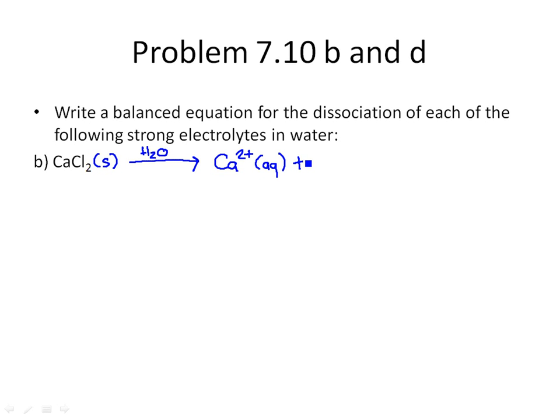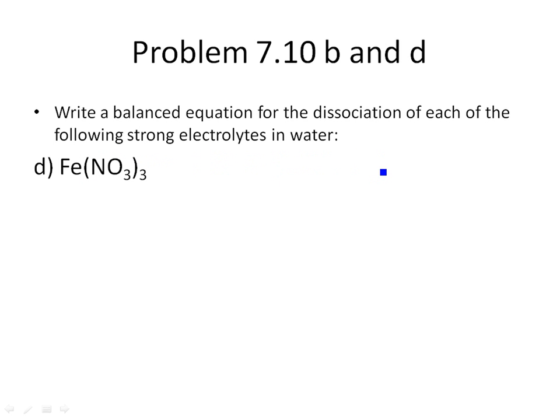And then we have chlorine, which is going to become chloride, and it has a -1 charge because chlorine is in group 7 and it wants to gain 1 electron to be like the nearest noble gas. But we can't forget to balance, so we have 2 chlorines, we're going to have 2 chlorides. And so this would be the balanced equation for the dissociation of calcium chloride.